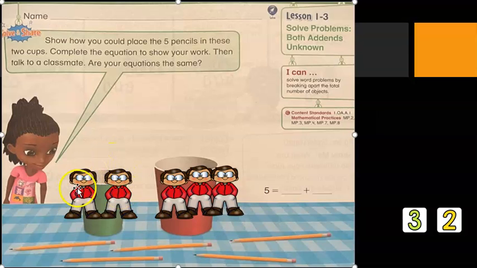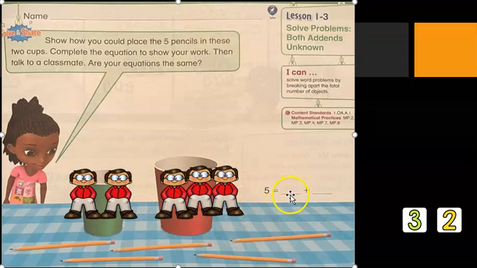Now, first graders, let's look at our addition equation here. We have 2 boys at the green cup. How many boys are at the green cup? Count. 1, 2. Okay, there's 2 boys at the green cup. And first graders, how many boys are at the red cup? How many boys? Let's count. 1, 2, 3. There's 3 boys at the red cup.